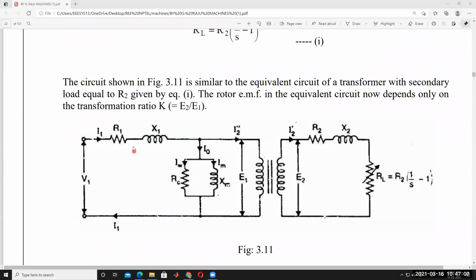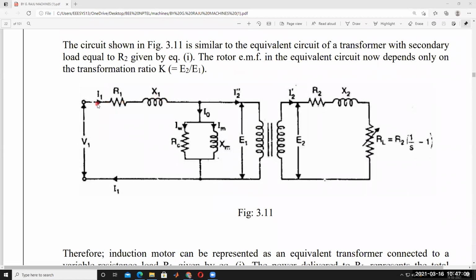Like this, R1 on the primary side is the same, and I1 is also the same current. There is the stator side core loss component and the magnetizing component. IM, you know well, is the magnetizing component, and the wattful component makes up the no load current. This is called the primary current I1. This is the stator winding of the induction motor. This is the rotor side, represented by a mechanical load: R2, rotor core loss component, rotor leakage reactance, and the variable resistance RL, R2 into (1 by S minus 1).